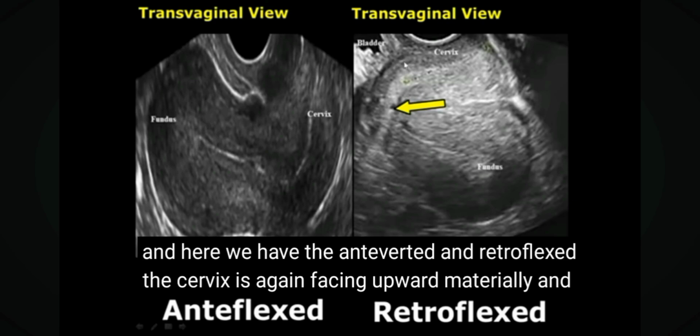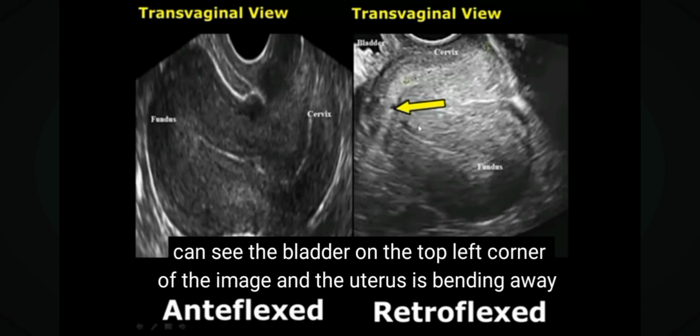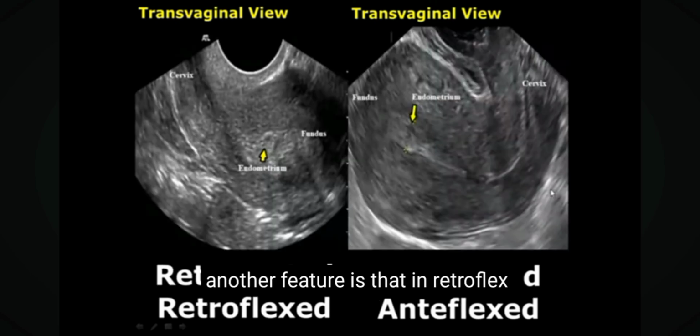The bladder is supposed to be here in the left top corner of the image. And here we have the anteverted and retroflexed uterus. The cervix is again facing upward, anteriorly, and the body of the uterus is bending away from the bladder, that's posteriorly. Here you can see the bladder on the top left corner of the image and the uterus is bending away.